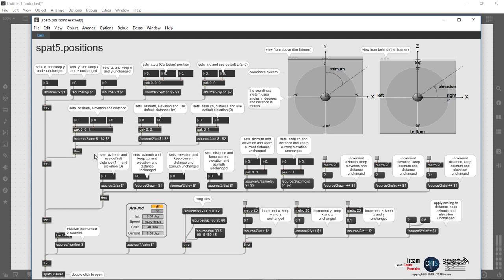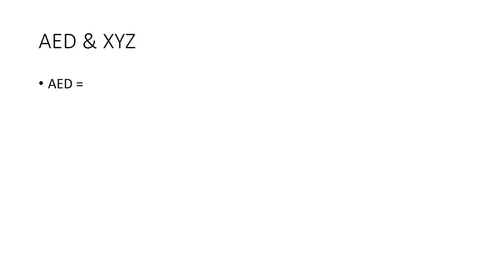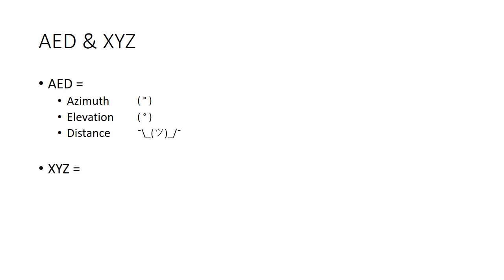For now, we will focus on the two most commonly used methods to express positions in Spat, the AED and the XYZ methods. AED stands for azimuth, elevation, distance, where azimuth is the rotation in Euler angles on the horizontal plane, elevation is the rotation on the vertical plane, and distance is, well, distance in meters. XYZ refers to our commonly used Cartesian coordinate system, where the x-axis is left to right, the y-axis is back to front, and the z-axis is bottom to top, and the numbers are representing meters.